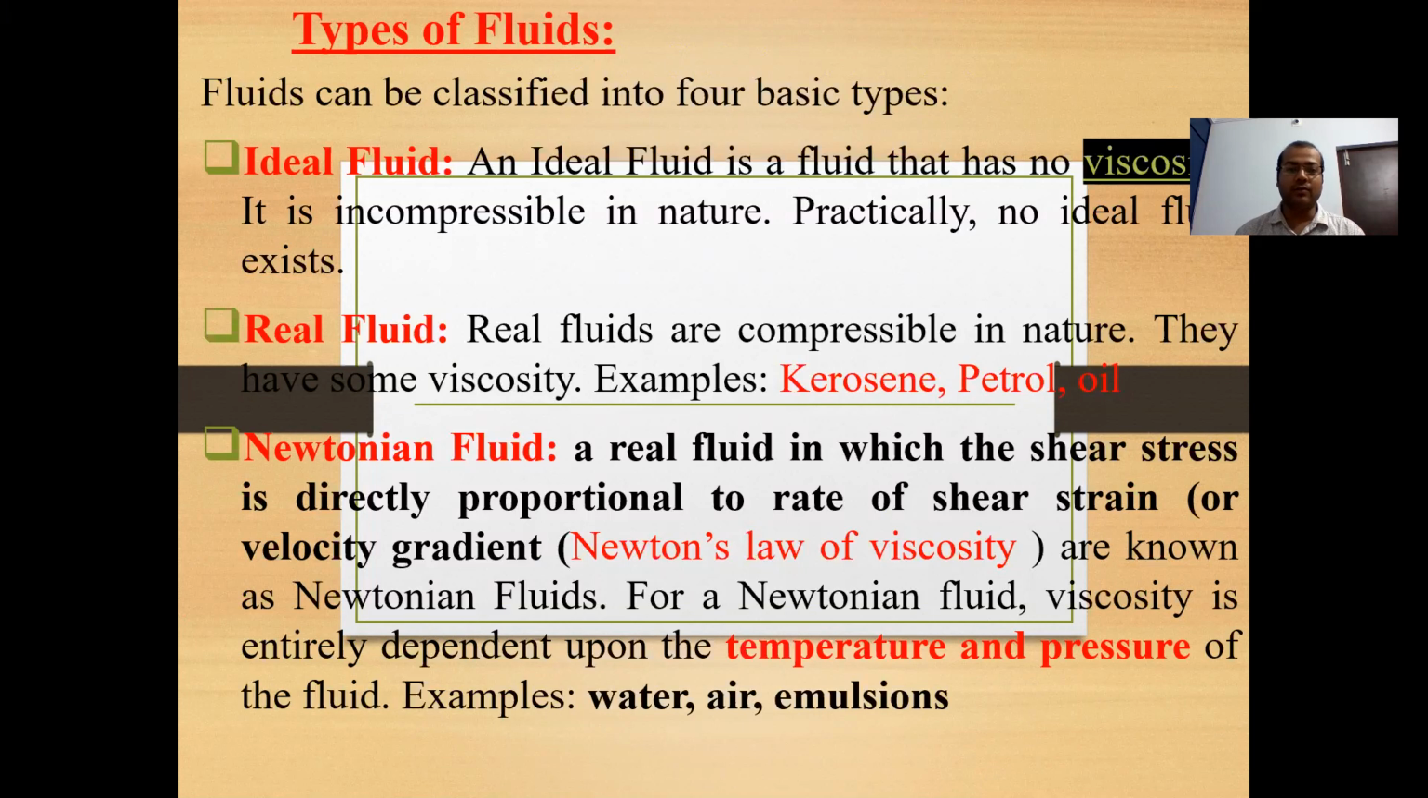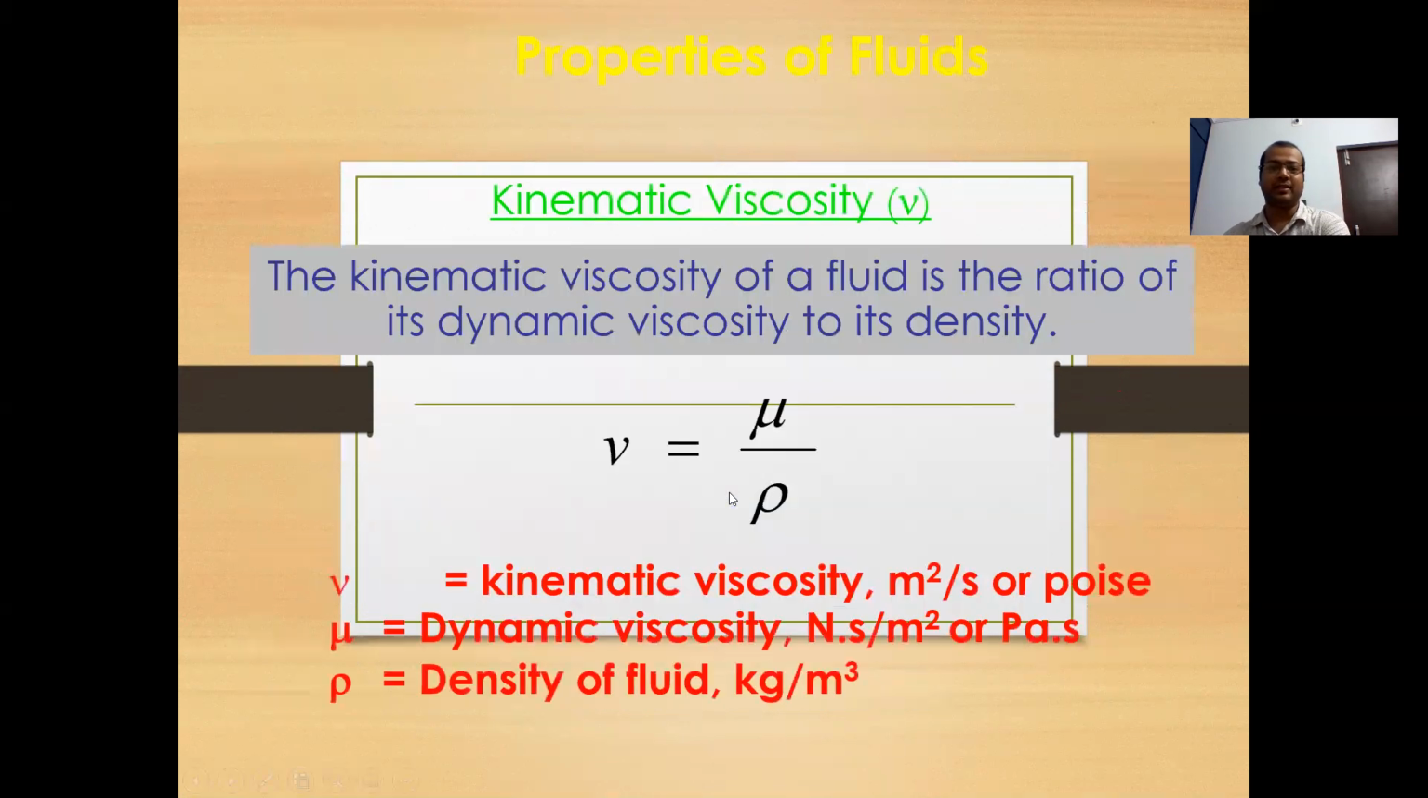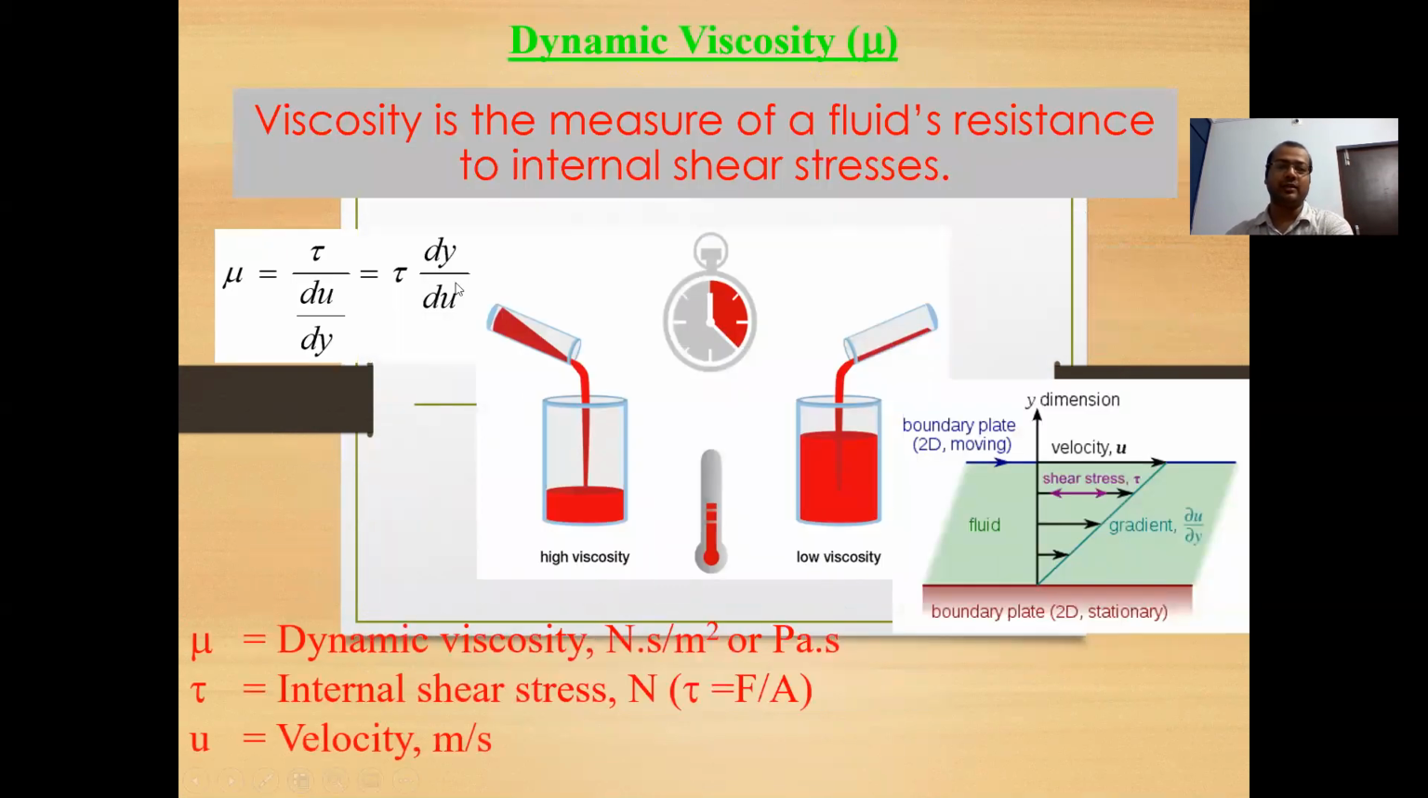Now we will classify based on Newtonian and non-Newtonian fluids. A Newtonian fluid is one which obeys Newton's law of viscosity. So what is Newton's law of viscosity? We have already seen it, but once again I am showing it: tau is equal to mu into du by dy, or we can say mu is equal to tau into dy by du.